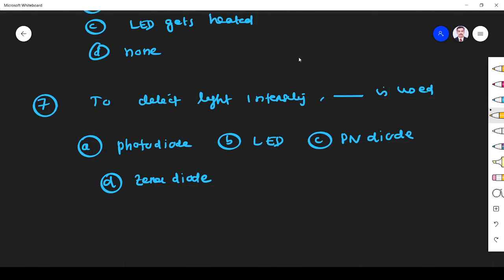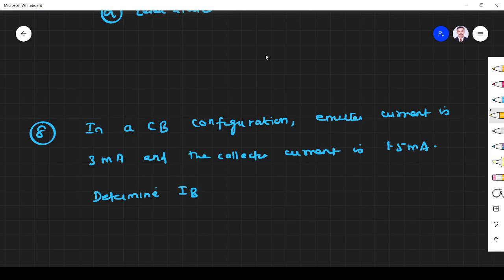The dielectric, to detect light intensity, dash is used. To detect light intensity, we have to use photodiode. So option A is the right answer.